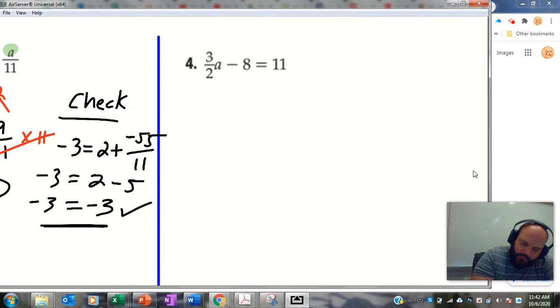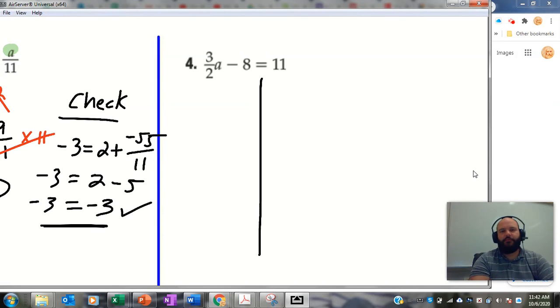So let's get started. The first thing I'm going to do for this number 4 is I'm going to draw a line right there, and I'm going to again recognize what is happening to my variable. My variable right there is variable a. And there's a couple things happening to it. It's being multiplied by 3 over 2, and it's also being subtracted by 8. So we need to undo the multiplication, and we need to undo the subtraction.